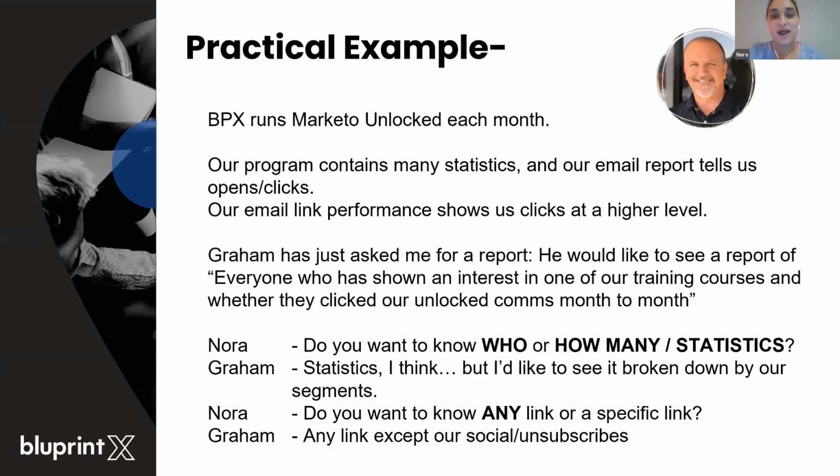I'm going to start with a practical example on this one, and I've got Graham's face up on the screen. The example I have is a request from Graham. So our program, the unlocked program, is now run on a monthly basis. It contains statistics. We have our email reports. We can see opens, clicks. We've got our email link performance. And so we can see all of the reports that Megan has just described at the program level. We can run those reports. We can analyze the data.